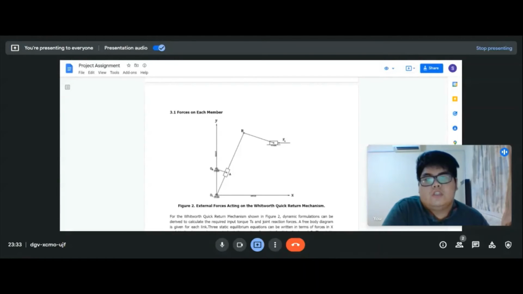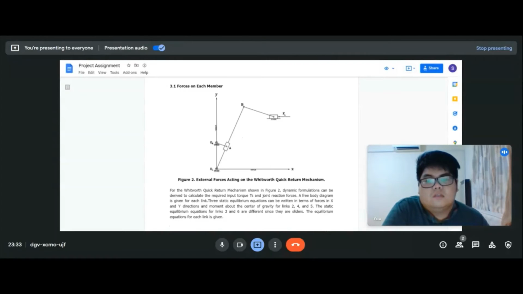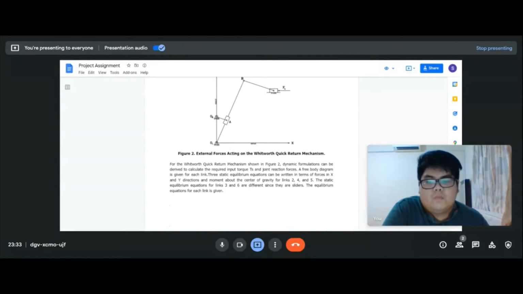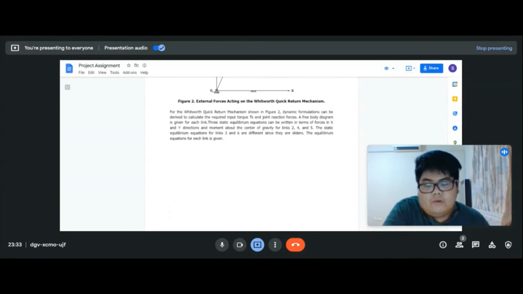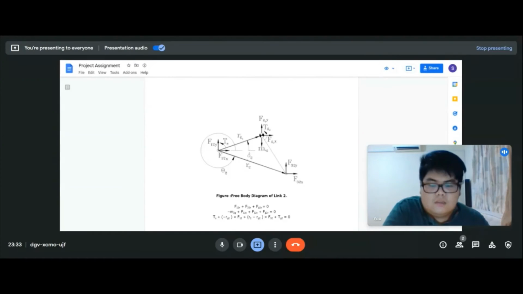Hi, my name is Stanley, and I'll continue the presentation and discuss the force on each member, meaning each link in this design. So we have this Whitworth quick return mechanism as shown in this figure. There are a few links in here: the first, second, third, fourth, and sixth. So we have about six links in our design.